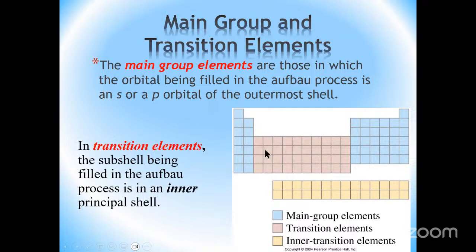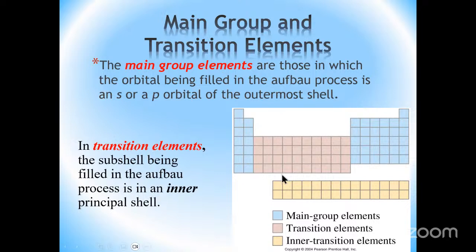Now, the other regions here are called transition elements. In this region, they're called the transition elements, and in this region, they're called the inner transition elements. As you go from one element to the next across any period, you're adding an electron to a subshell which is not on the outermost shell, but an inner shell. So that's the transition region.